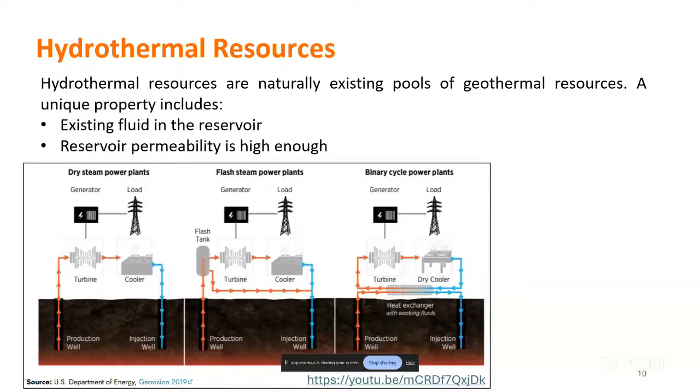Then there's the binary cycle plant that requires two fluids. So it produces at a much lower temperature, and then the fluid is allowed to exchange temperature with something like a refrigerant. And then it produces a hot gas that turns the turbine, and then everything goes in a cycle. So the initial temperature of the reservoir is also very important in the design of the power plants for the system.